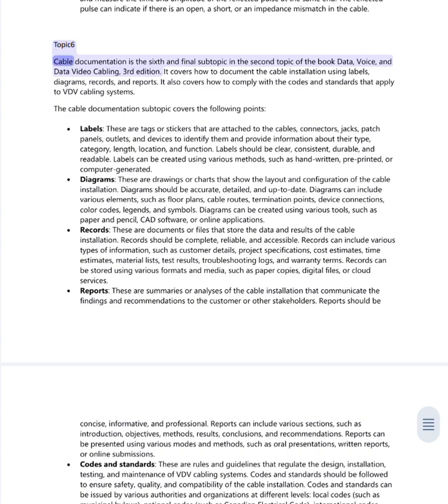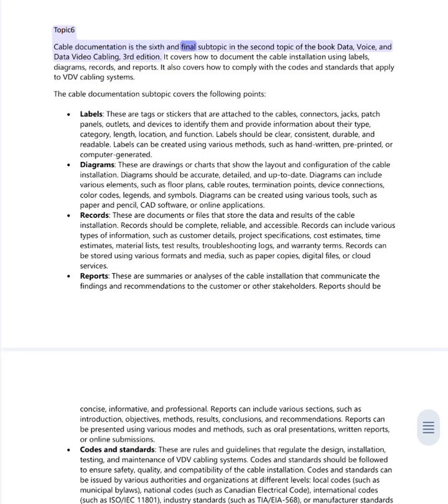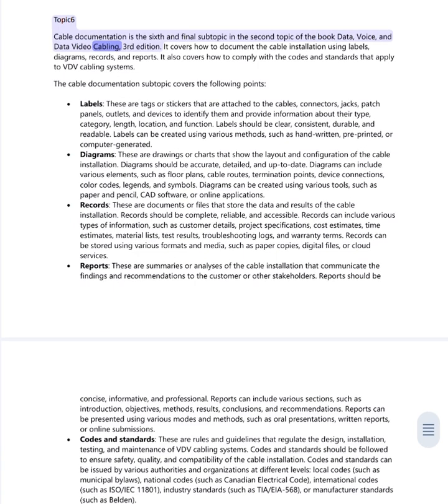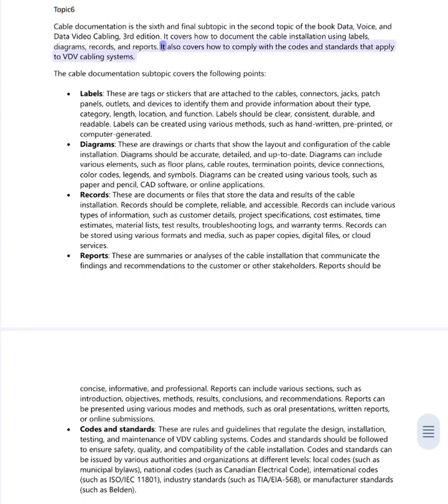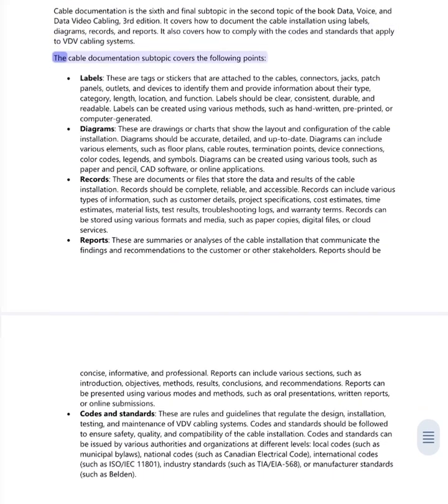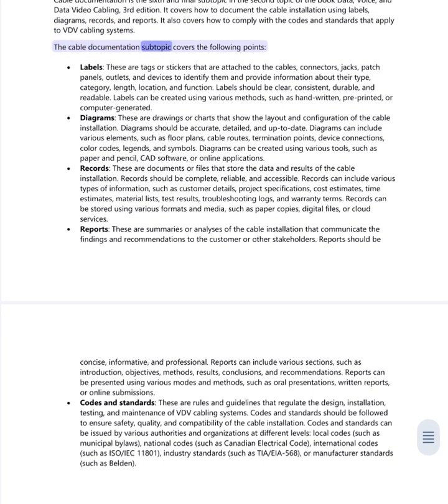Topic 6. Cable documentation is the 6th and final subtopic in the 2nd topic of the book Data, Voice, and Video Cabling, 3rd edition. It covers how to document the cable installation using labels, diagrams, records, and reports. It also covers how to comply with the codes and standards that apply to VDV cabling systems. The cable documentation subtopic covers the following points.